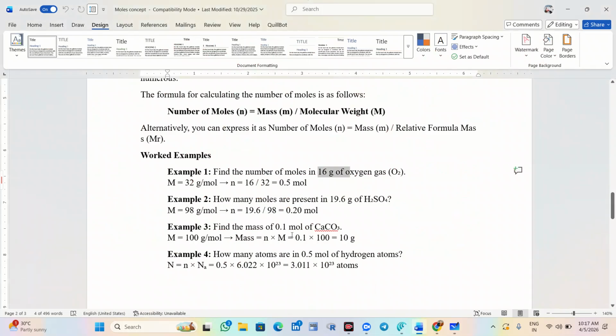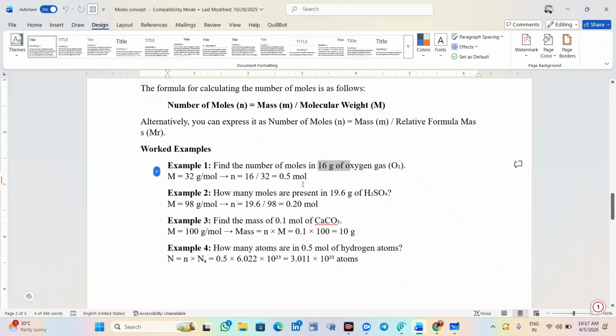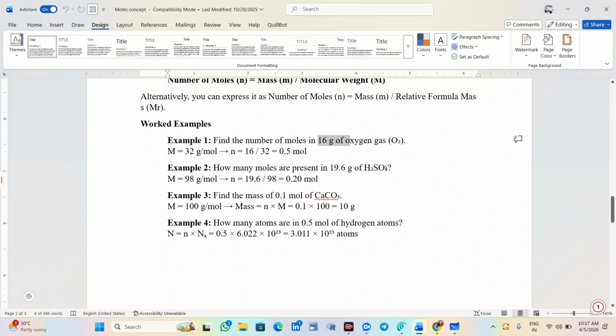Find the number of moles of oxygen. n equals 16 over 32, that is 0.5 moles. Similarly for H2SO4, the molecular mass is 98 grams per mole, and the mass is 19.6 grams. So 19.6 over 98, you will get 0.2. Here the mass is in grams and this is in gram per mole. The gram and gram will cancel and the mole from the denominator will go up. So we will get 0.20 moles.